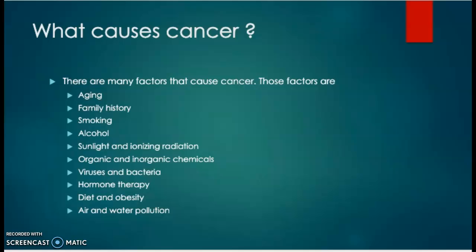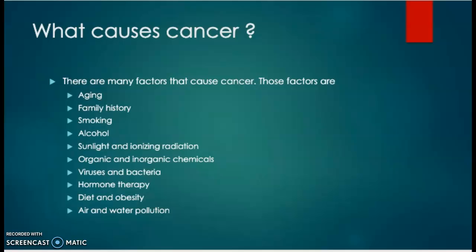The fifth factor is sunlight and ionizing radiation. Ultraviolet (UV) radiation comes from the sun, sun lamps, and tanning booths. It causes an early aging of the skin that can lead to skin cancer.